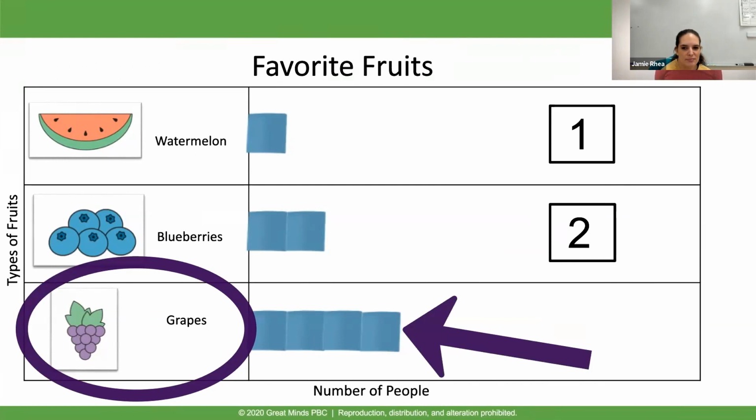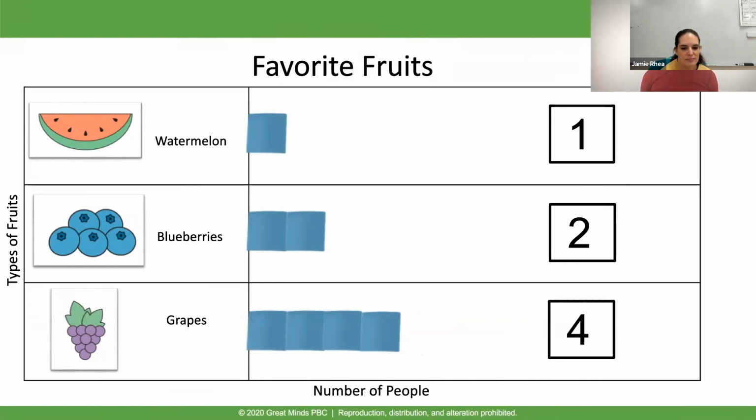Great work, mathematicians. How many more students would blueberries need to have in order to have the same amount as grapes? Let me ask that question one more time. How many more students would blueberries need to have in order to have the same amount as grapes? Take a moment to think. Go ahead, tell me what you're thinking.